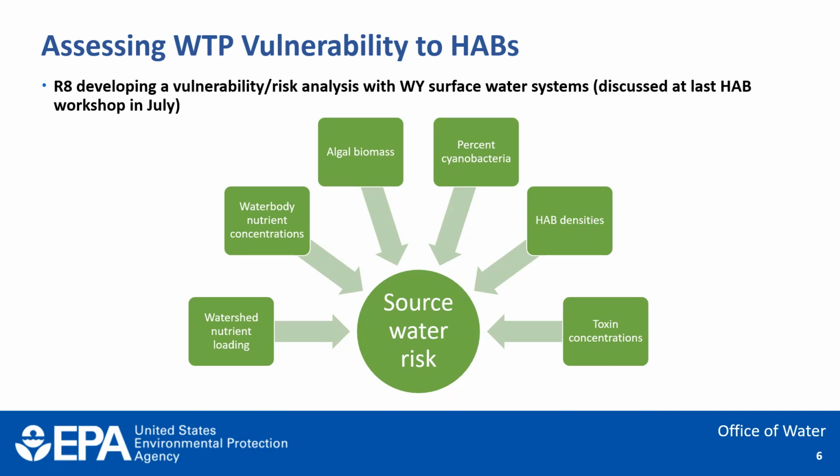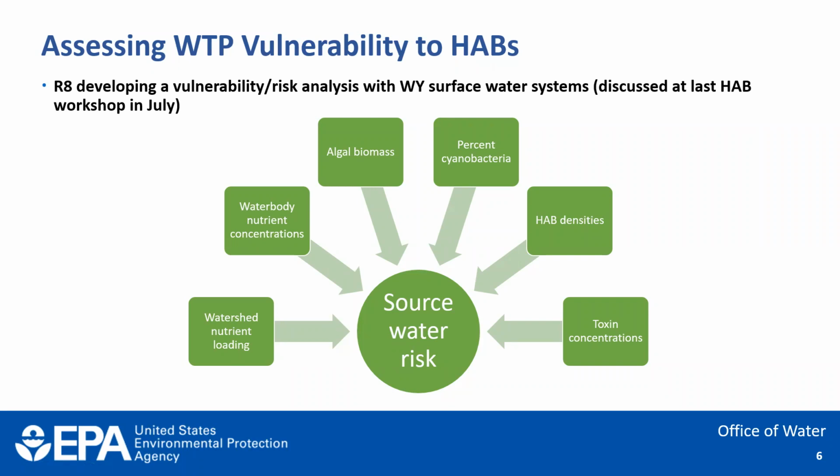So we looked at several aspects of a public water system, right? Their source water: how at risk is your source water? That was the first aspect. These are the factors that fed into the risk score, if you will. So watershed nutrient loading, and I can talk a little more about where this information came from.